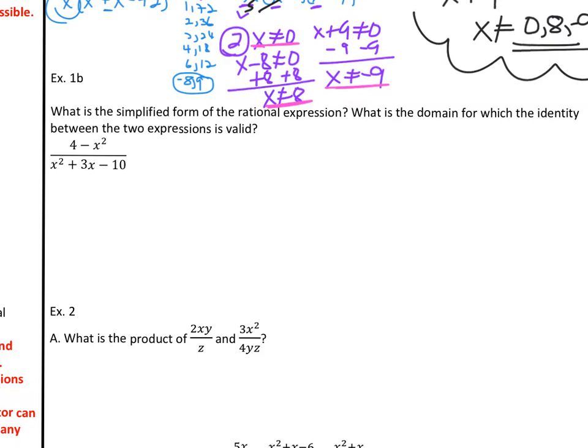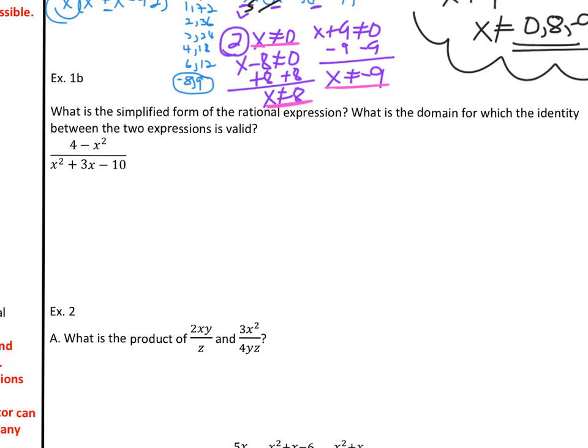Let's try another example. It says, what is the simplified form of the rational expression? What is the domain for which the identity between the two expressions is valid? All of these directions essentially mean the same thing that we did up above. But right out of the gate, we have something unique about the numerator. Instead of x squared being first, that x squared is second, and that's going to make things a little tricky for us. So we're going to want to go ahead and flip that right around, okay?